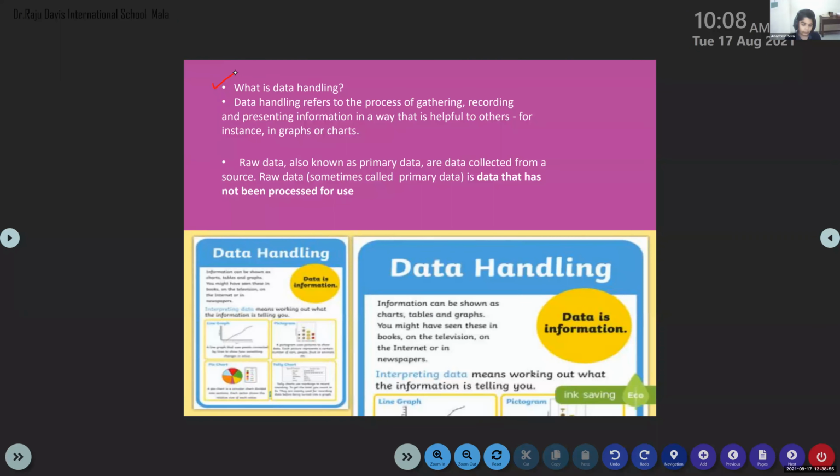Ma'am, should we put it as a heading or as a question? Not a question. You just put a bullet like this and write. Well, how I have given that same thing. Ma'am, should we write it after "What is data handling"? Everything I have given here, you have to write. I marked it, right?